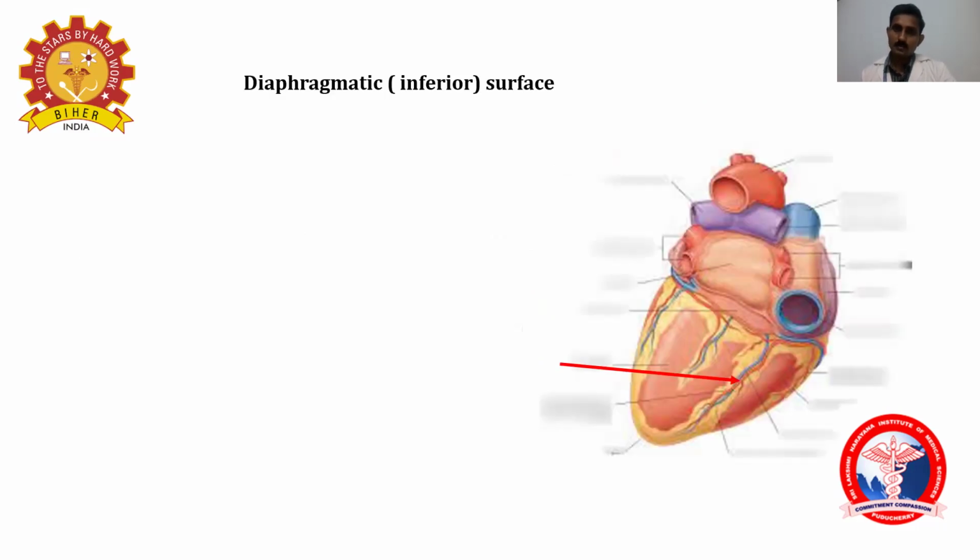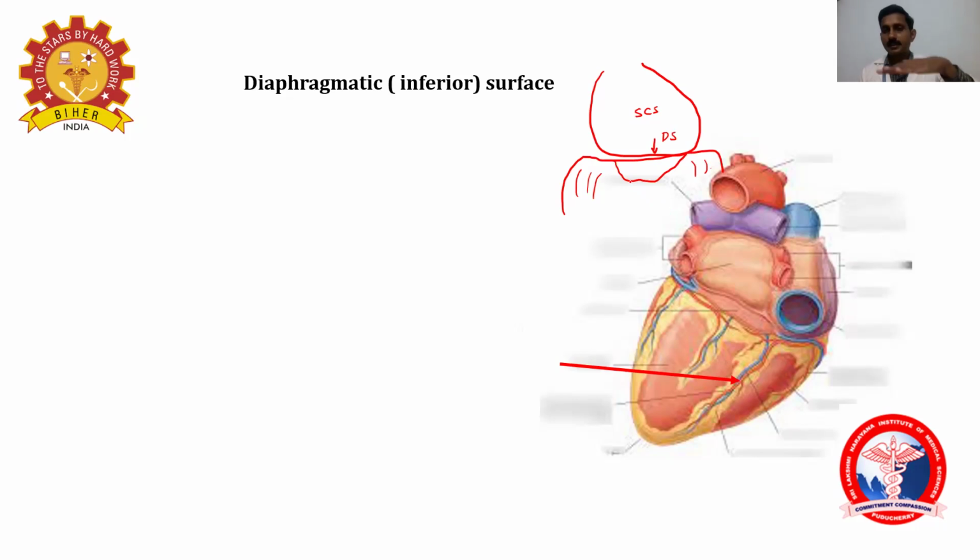Next, we are going to see the inferior surface. So where is the inferior surface? So I have already shown the schematic diagram. This is called the sternocostal surface. Now this surface, which is lying here on the diaphragm. So if you imagine this is the diaphragm where we have a central tendon. So this surface is called what? Diaphragmatic surface. The heart is lying on or sitting on the diaphragmatic surface, otherwise called the inferior surface.